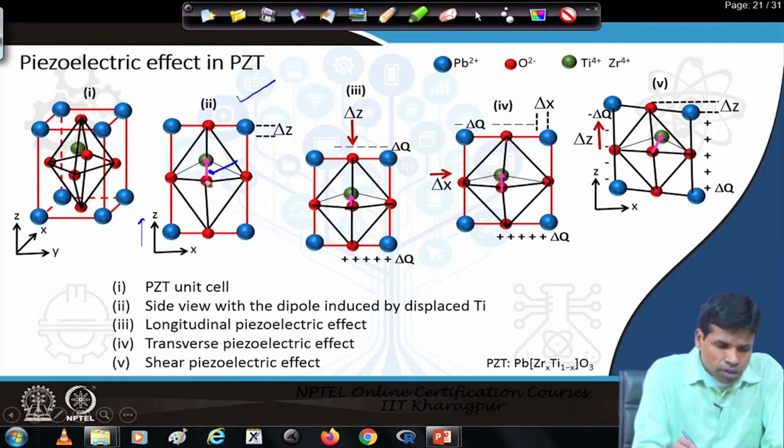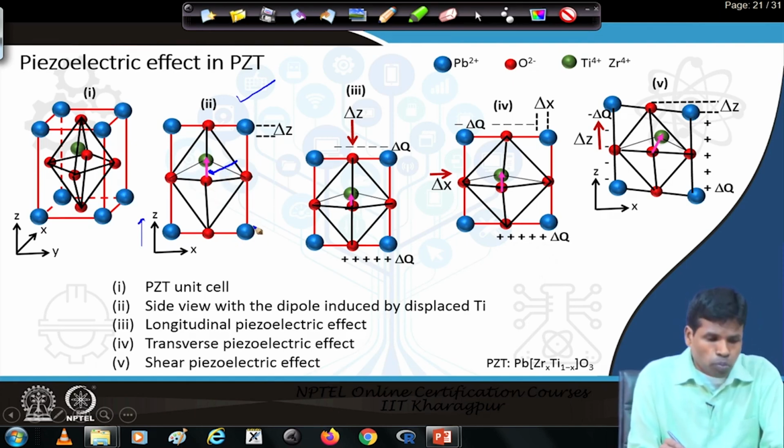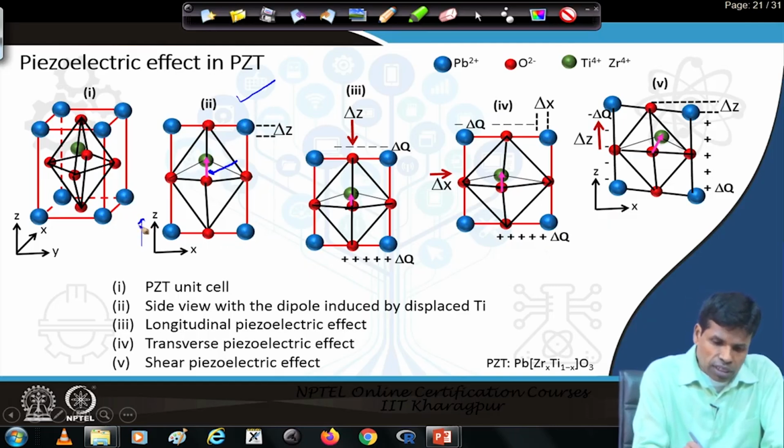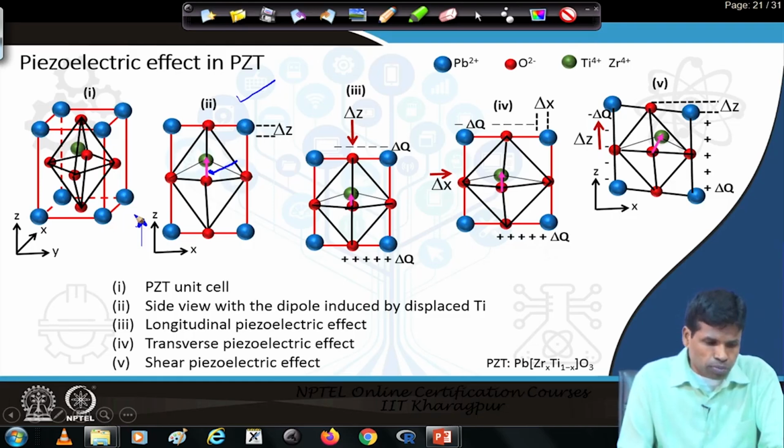The direction along which the permanent dipole moment is taken, here the z direction in the second figure, is the direction along which the material is said to be poled. I will come to tell you what is a pole and what is poling.